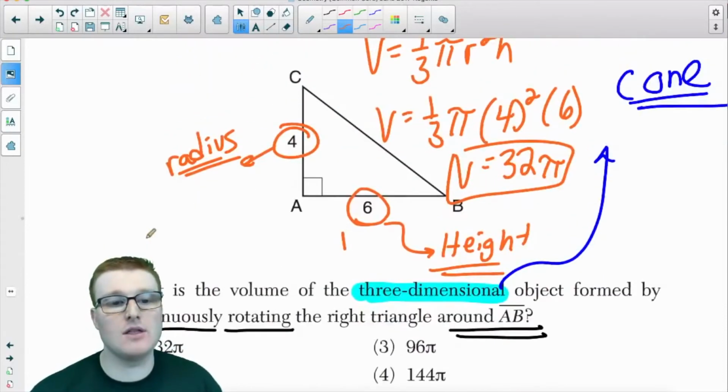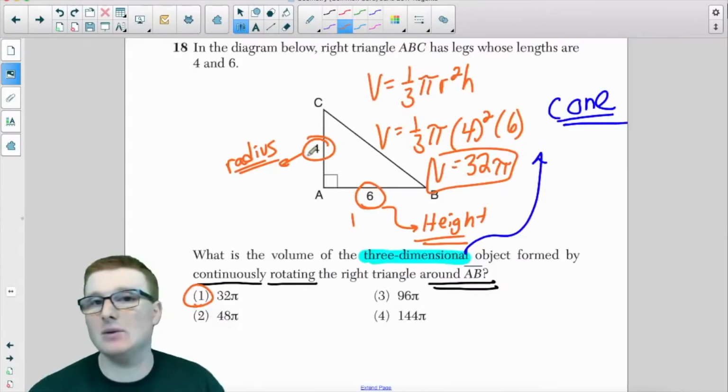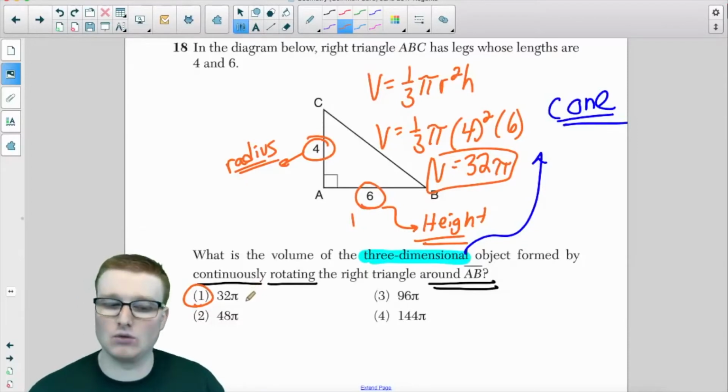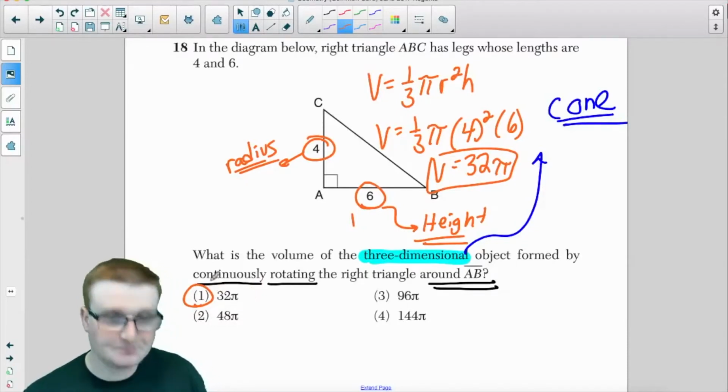If you thought that CA was the height, you probably got choice 2 and you would have gotten it wrong. It's not 48 pi, it's 32 pi.